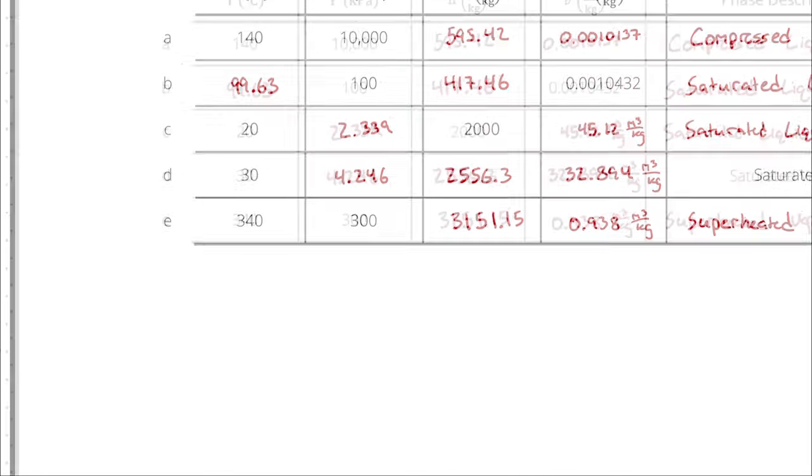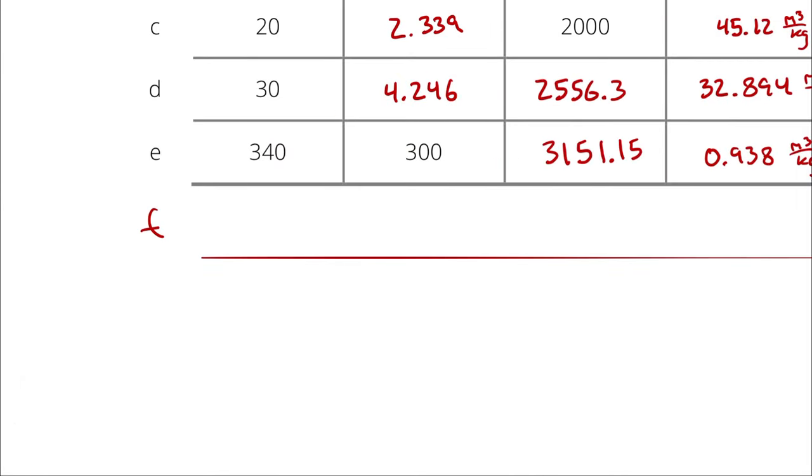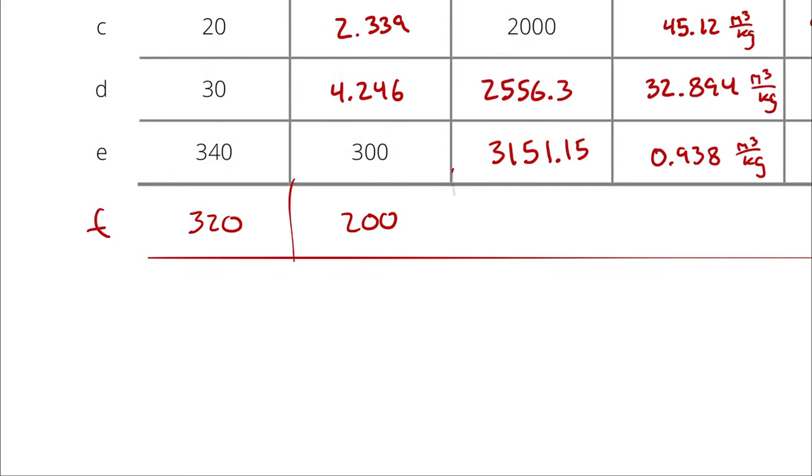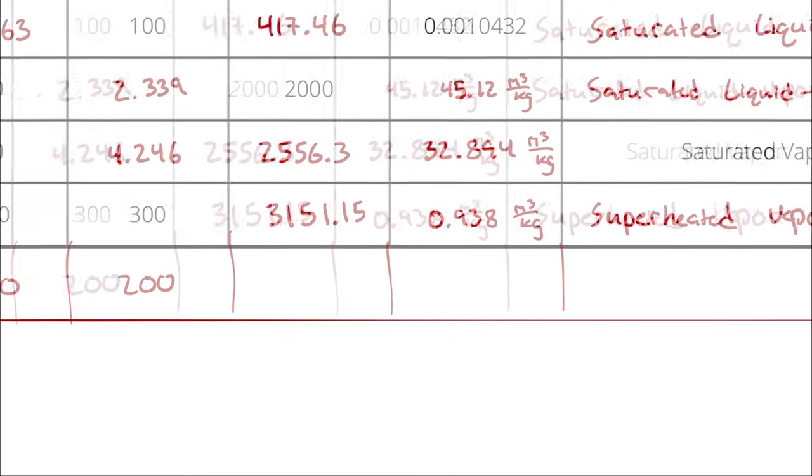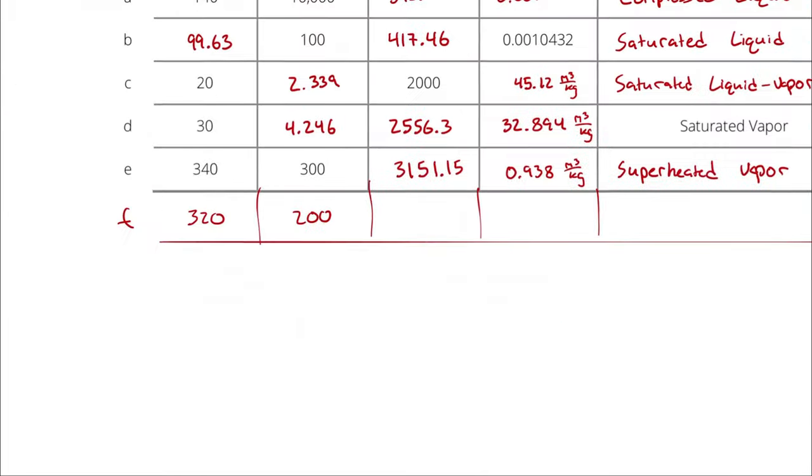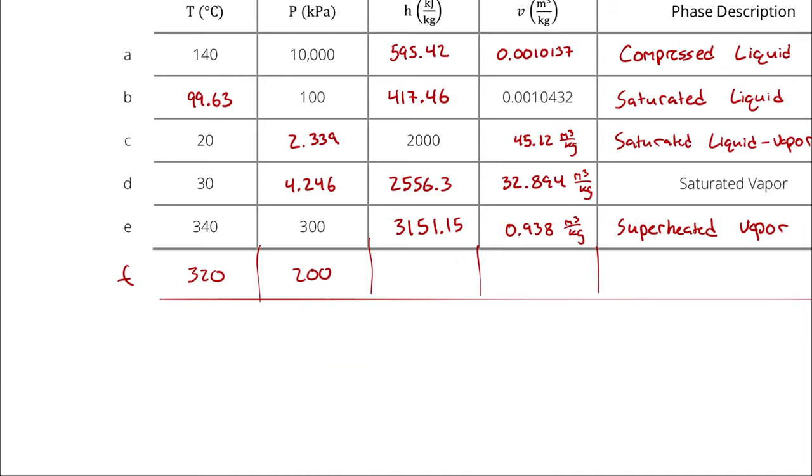Imagine if we had a row F, and row F had a temperature of 320, but a pressure of 200 kilopascals instead of 300. I mean, I made the table. I can add more rows to our table. Okay, we have an extra problem to do here.